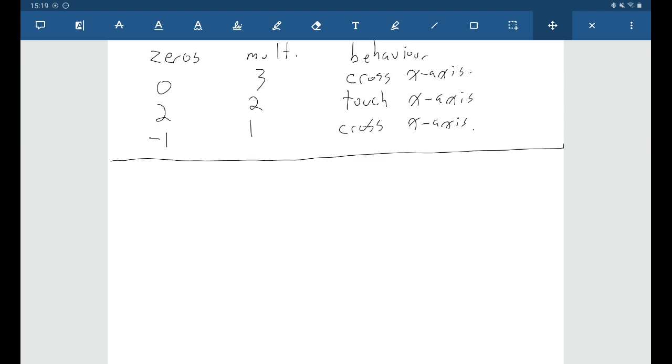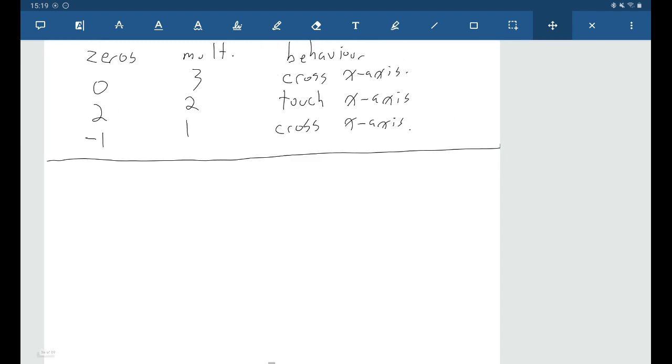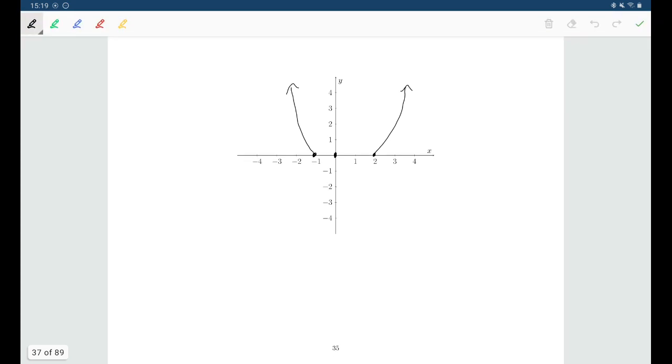So for my zeros, I need to cross the x-axis at 0 and at -1, and I need to touch the x-axis at 2. So I need to cross the x-axis at 0 and -1, and touch the x-axis at 2. So crossing, and crossing, and touching. There we go.